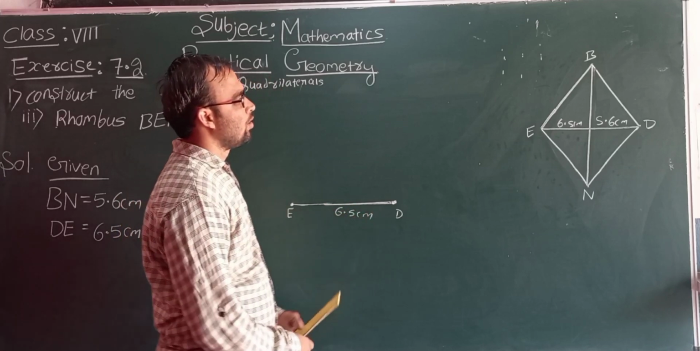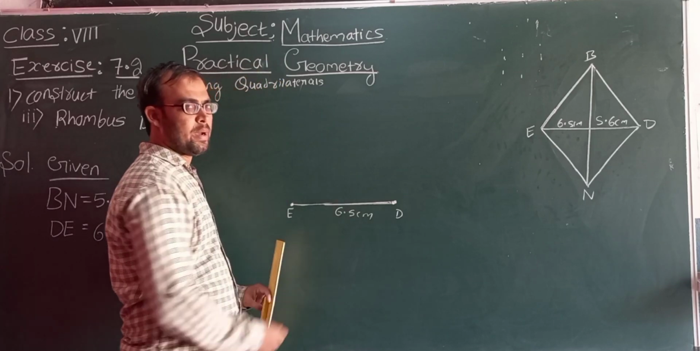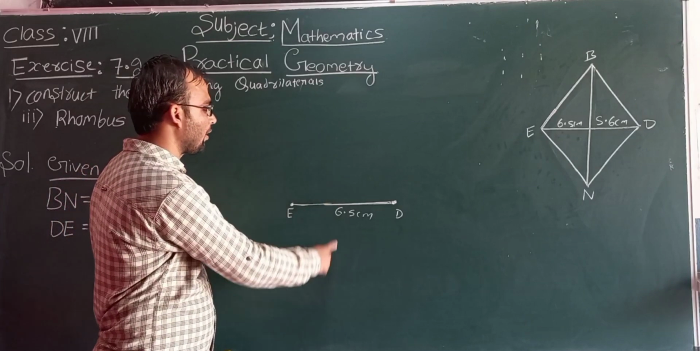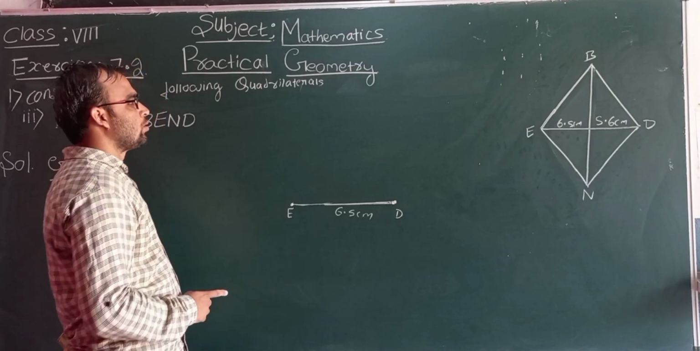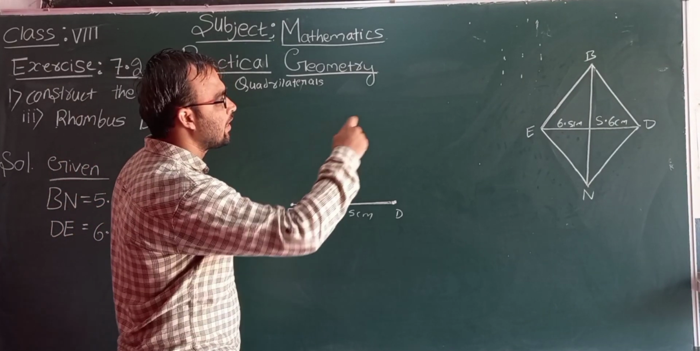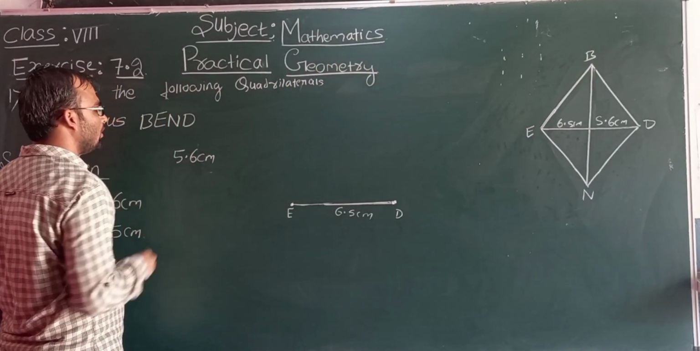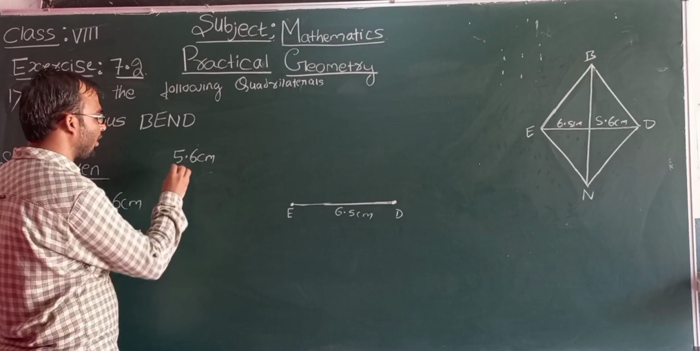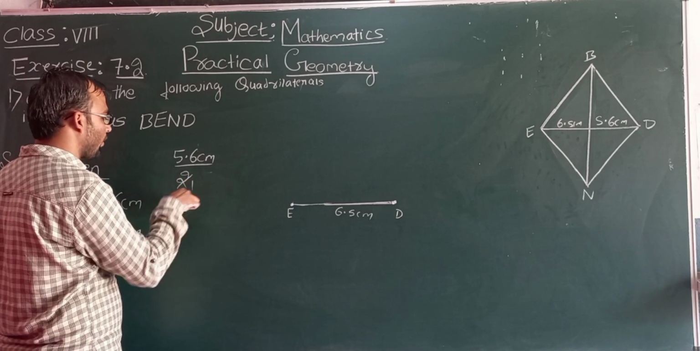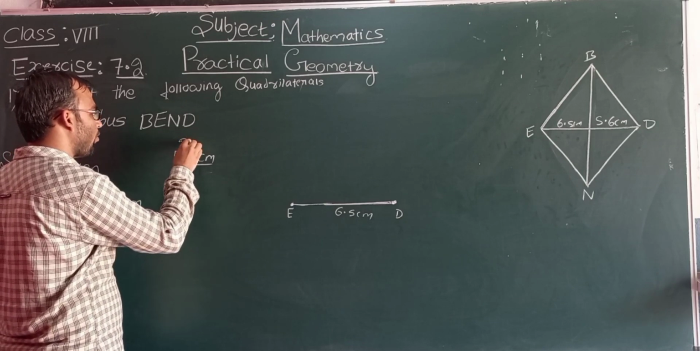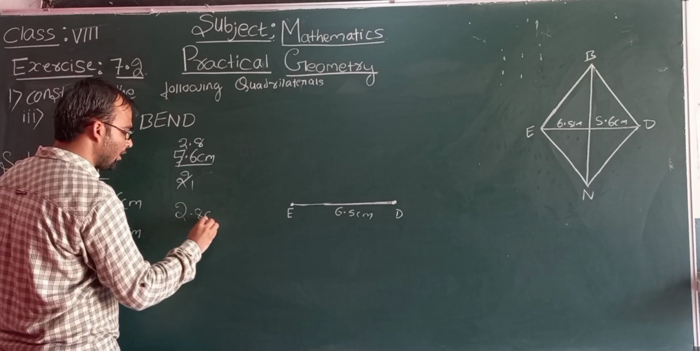Now students, the next thing is we need to draw the perpendicular bisector for this line, and after drawing the perpendicular bisector, we draw the other diagonal, that is BN. Here BN is 5.6 centimeter. So divide it by 2: 2 ones are 2, 2 twos are 4, 1 remains, 0.2 sixteens. So you are getting 2.8 centimeter.